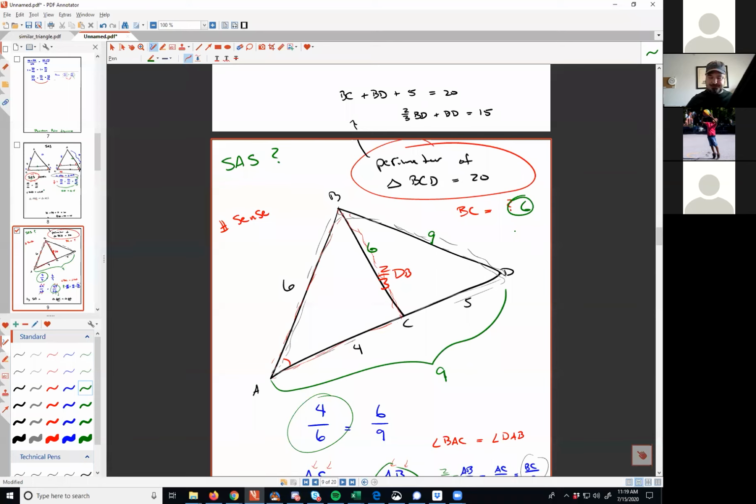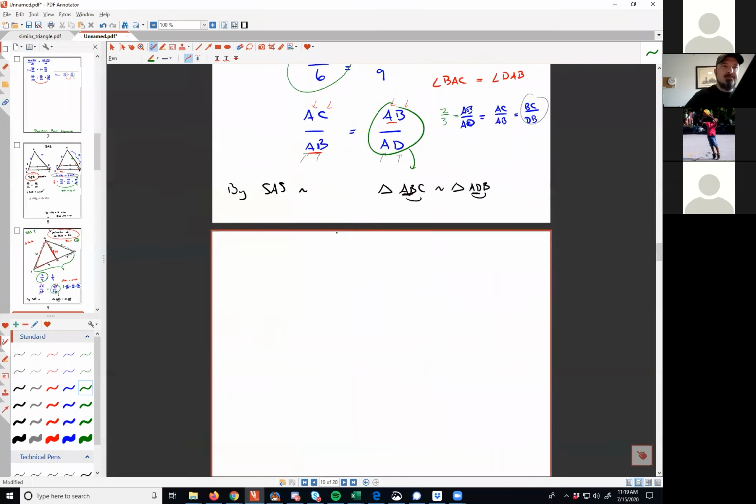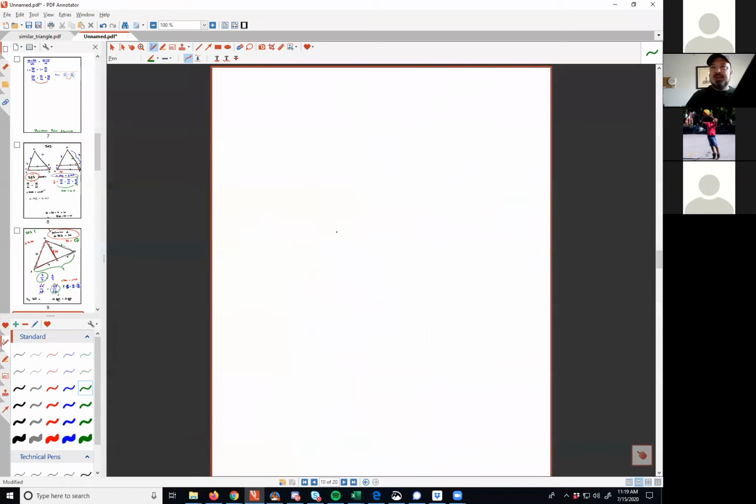Okay. Now we're going to talk about a third similarity theorem. We've used AA, which is really AAA, 3 pieces of information. So that's no sides, just angles. Now we used 2 sides and an angle. And next we're going to use 3 sides. And this is where we just have all 3 ratios present. And I'm just going to jump into a problem here.